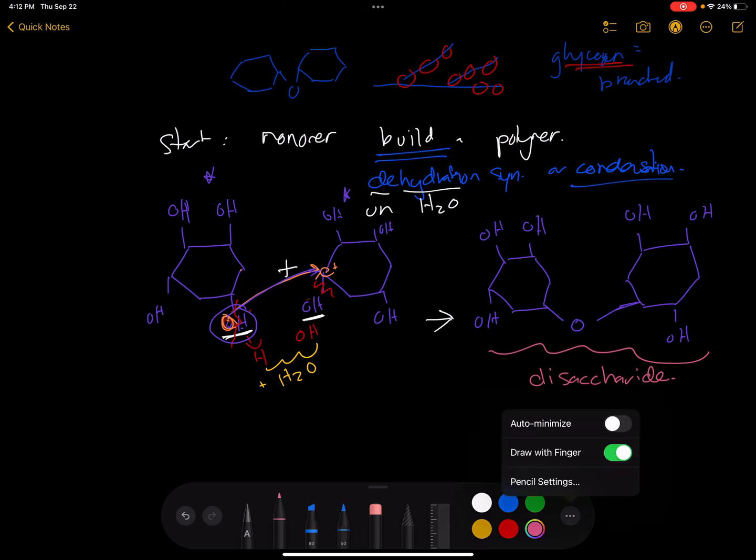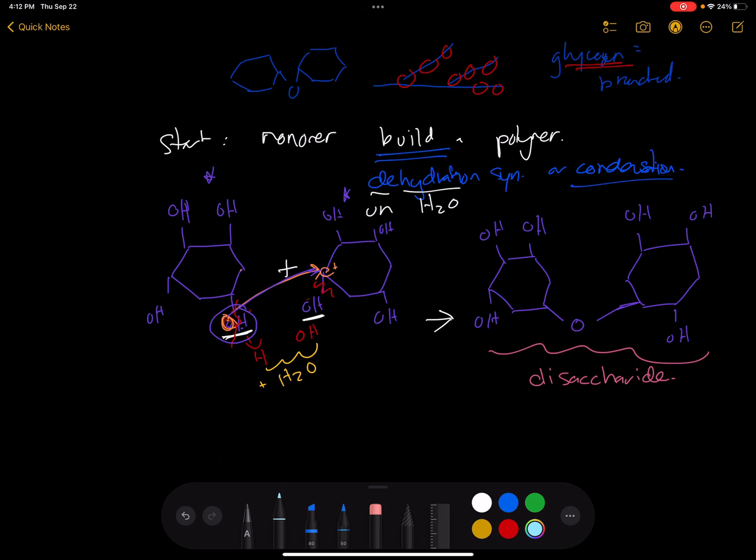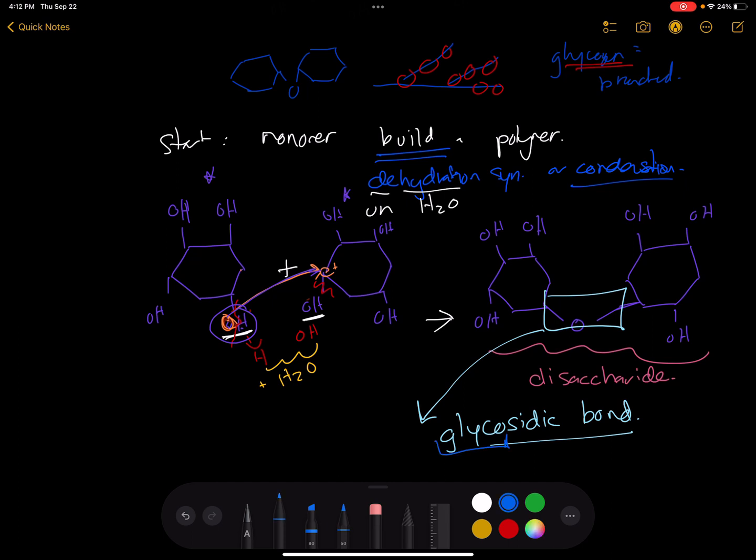And this bond right here is actually very, very important. This has a special name. Every sugar, the bonds that hold them together, is held together by a glycosidic bond. Glycosidic bond, which should start to sound familiar because glyc is referring to sugar. So this is my sugar bond.